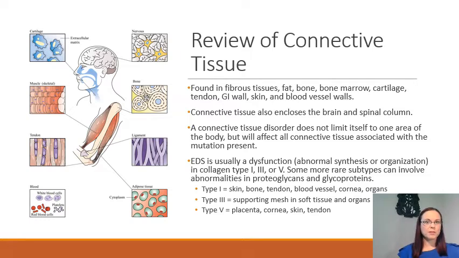Ehlers-Danlos syndrome specifically is a dysfunction, whether it's the abnormal synthesis or the organization of collagen types 1, 3, or 5. Some more rare subtypes can involve abnormalities in the proteoglycans and glycoproteins as well. With type 1 collagen, typically we see affected skin, bone, tendon, blood vessel, cornea, and organs. Type 3 is the supporting mesh and soft tissues and organs. And type 5 also involves the placenta, the cornea, the skin, and tendons.